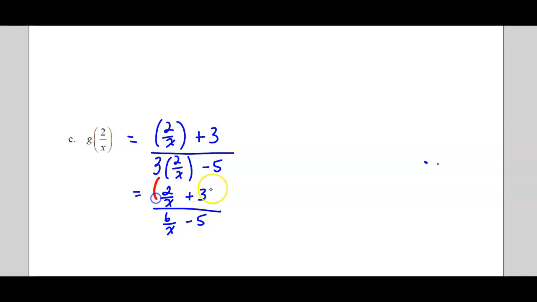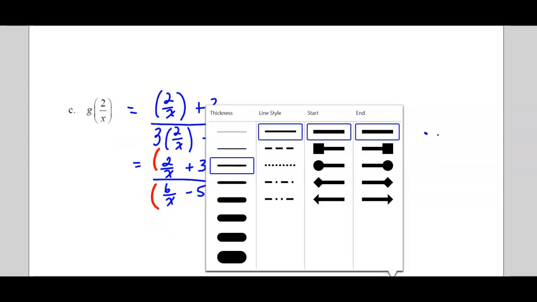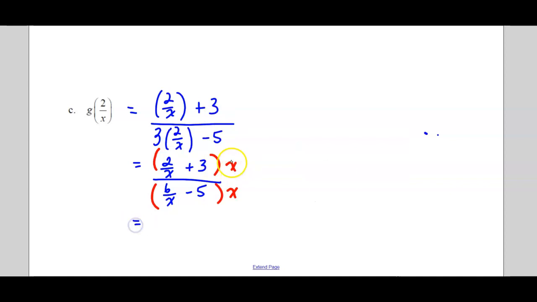So if I multiply both the numerator and denominator by x and distribute that, then I'm going to get rid of the fractions within a fraction. So 2 over x times x is 2. 3 times x is 3x. 6 over x times x is 6 minus 5x. Okay? Then you look, it's a rational expression. Can you factor anything and divide out anything? You can't. So that's your final answer.